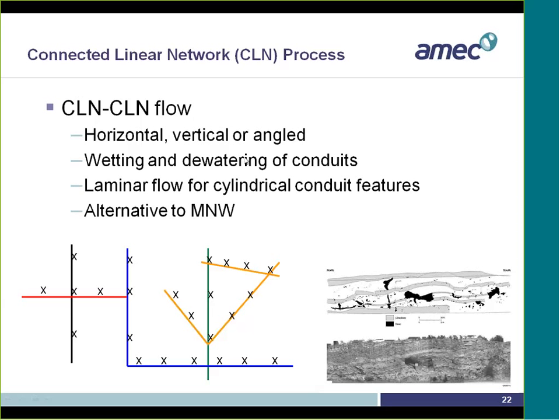They can be wetted or dewatered completely. They can be fully dry to fully wet. Right now, the current version does only laminar flow for cylindrical conduit features, but it can be extendable for other types of flow and for other types of features. And it can be used currently as an alternate to MNW, because MNW is one of the packages which is not currently available.